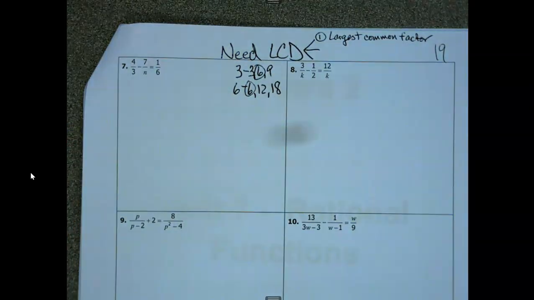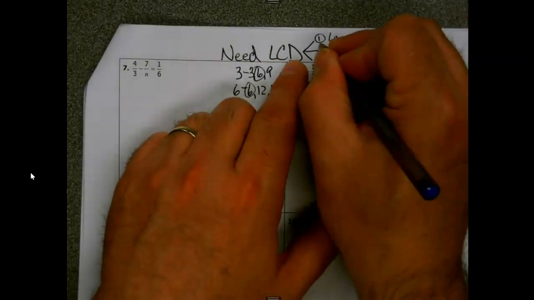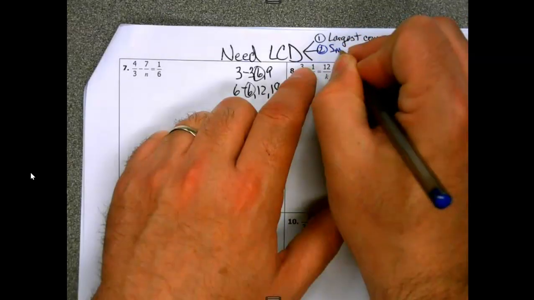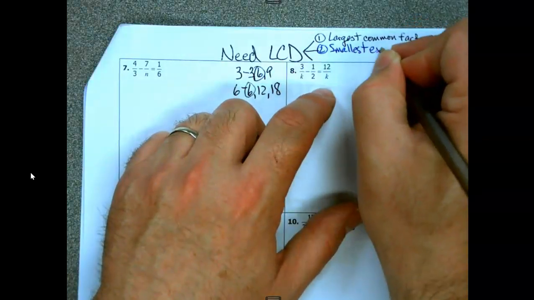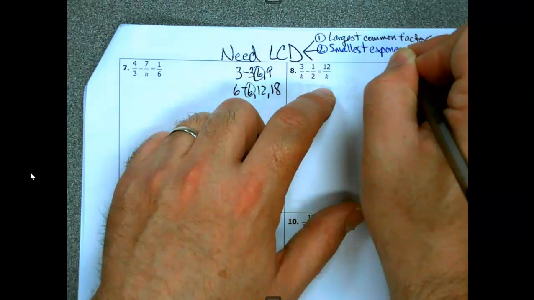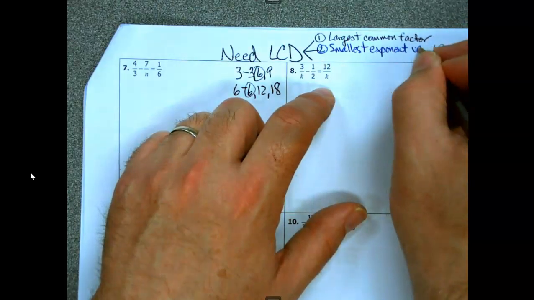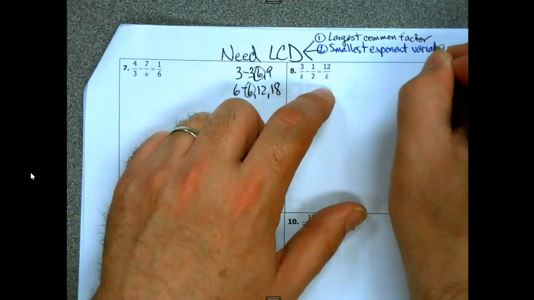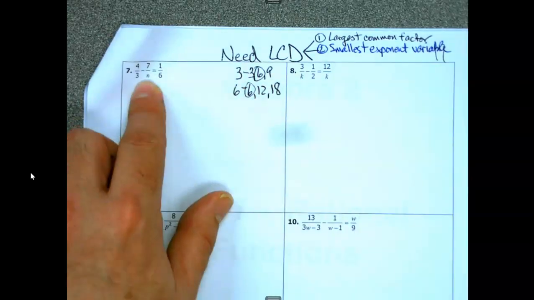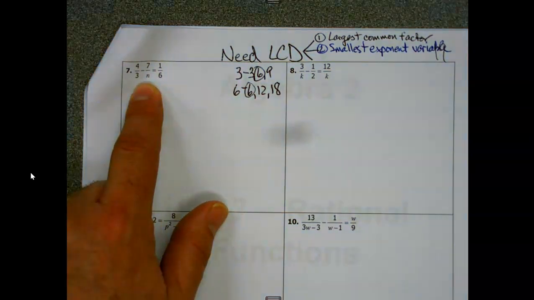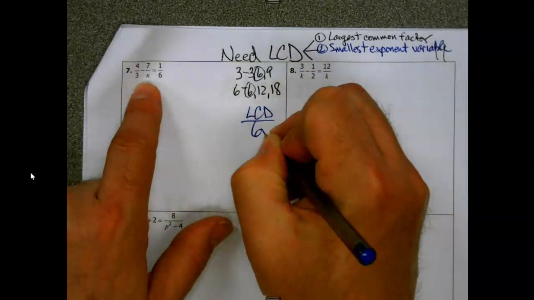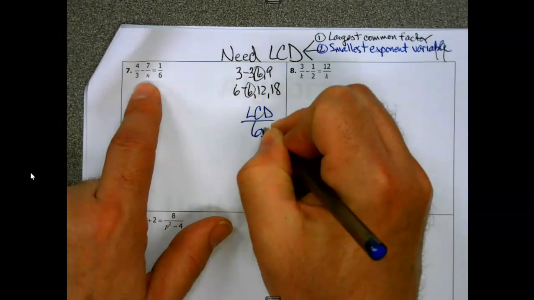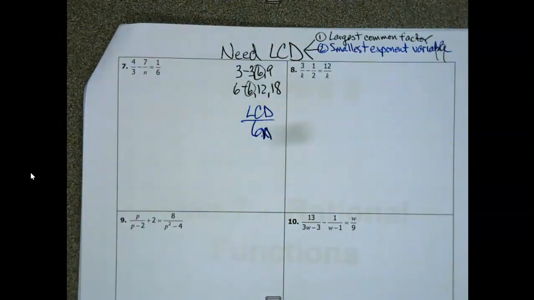6. And then I also have to look at, if there's more than 1, the smallest exponent on a variable that you have. Well, here that's pretty easy. That's the only one. So my LCD would be 6n. I almost put 6x. Did not do it, though.